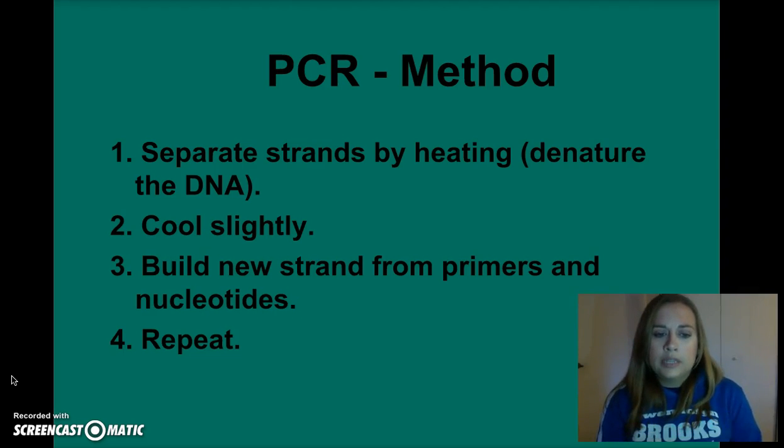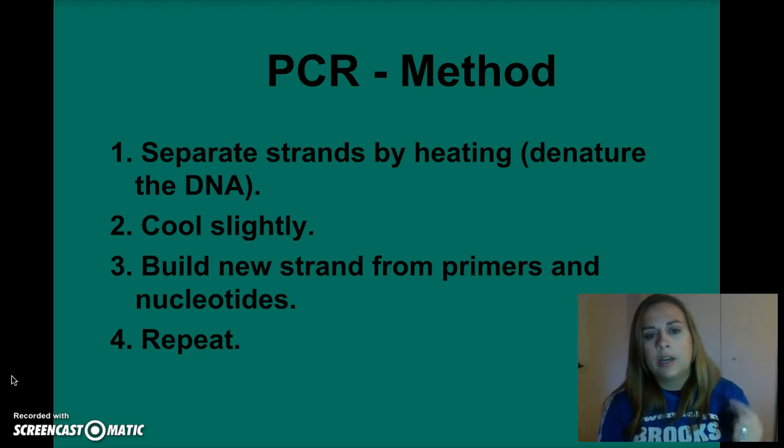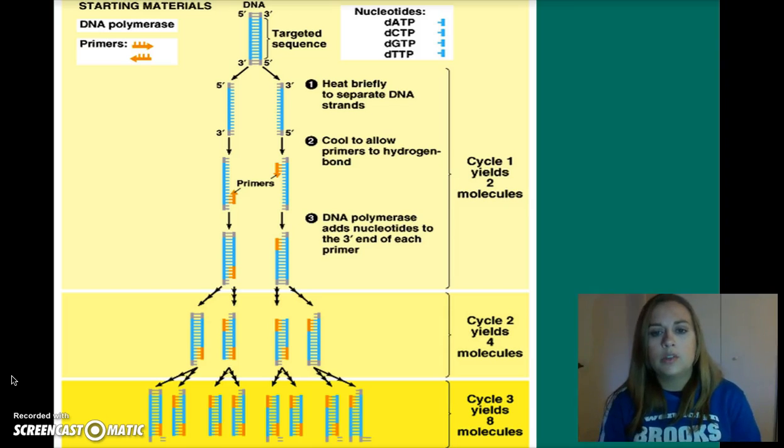Then you're going to cool it down slightly, and then you'll build the new strand from primers and nucleotides, and then you just keep repeating that sequence until you have as many copies of the DNA as you need.